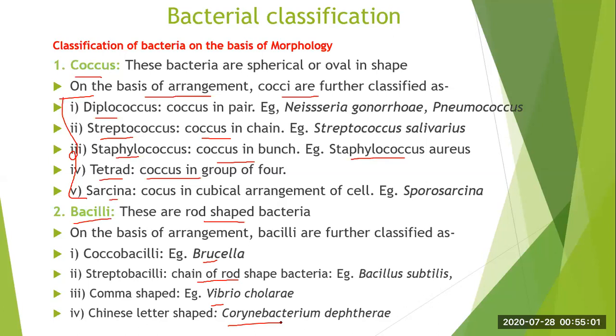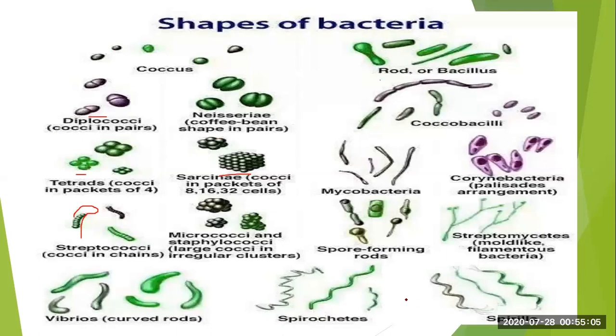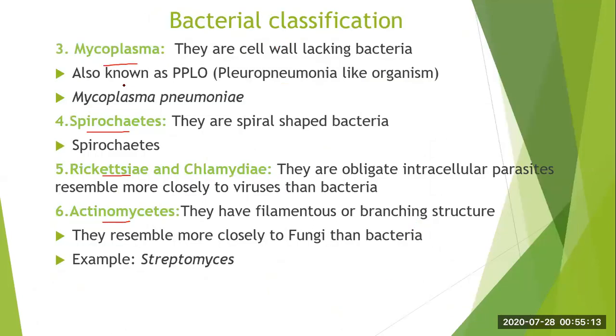So these are the two most important morphological classifications, and these are the types of how they look, and the figure shows you how it actually looks. Then our third classification is called Mycoplasma. They are cell-wall-lacking bacteria, that means they are bacteria but they lack a cell wall. They are also known as pneumonia-like organisms, called PPLO, and an example is Mycoplasma pneumoniae.